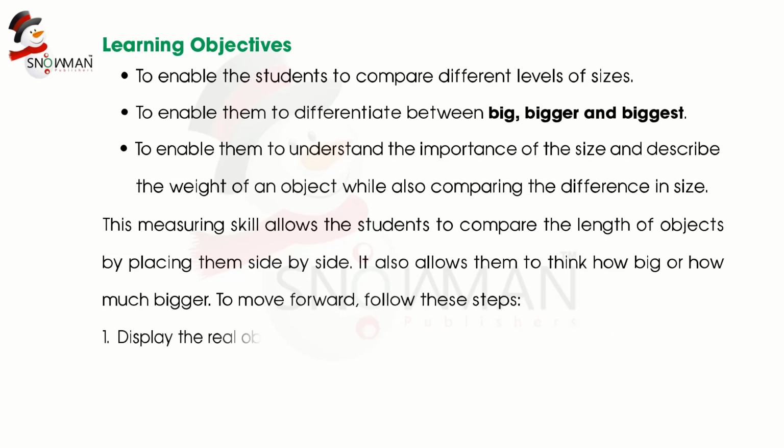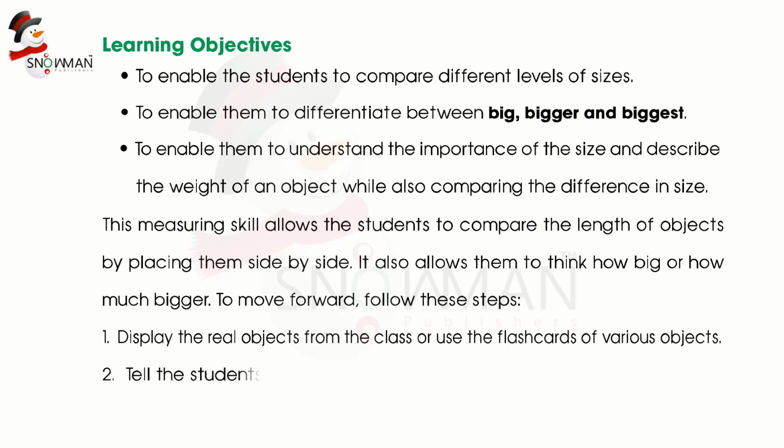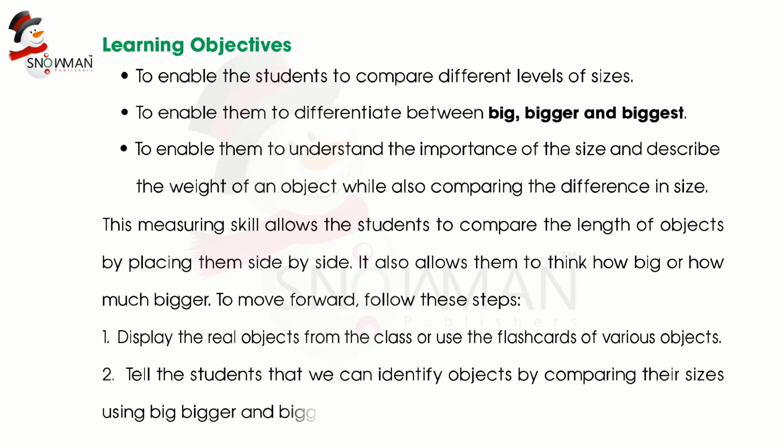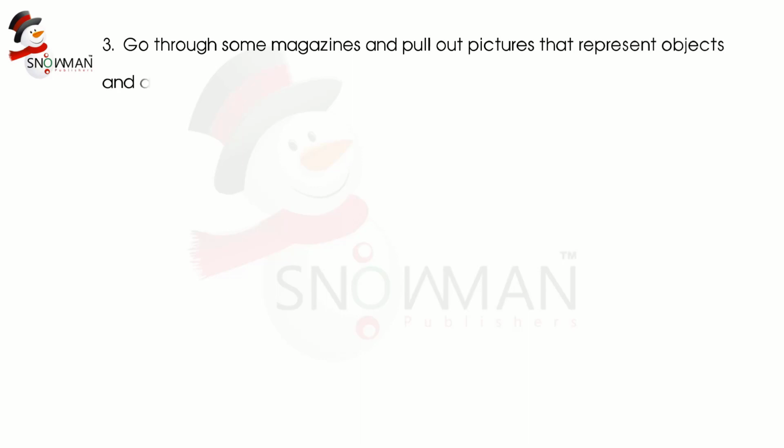1. Display the real objects from the class, or use the flashcards of various objects. 2. Tell the students that we can identify objects by comparing their sizes using big, bigger and biggest. 3. Go through some magazines and pull out pictures that represent objects and animals that are of different sizes.